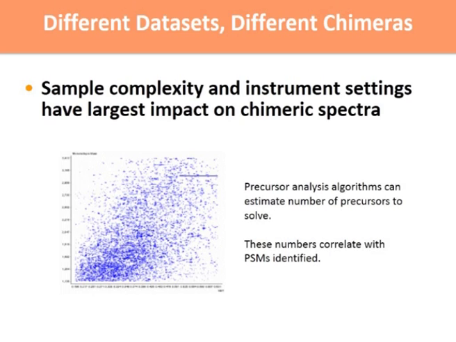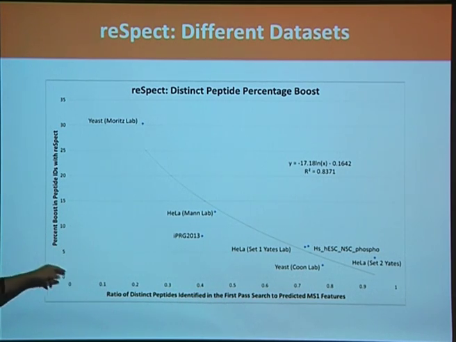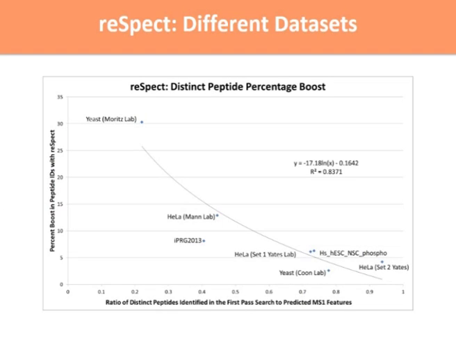And the biggest factors in this are the sample complexity, as we talked about, and the instrument settings. Here we show a few of these, and we have plotted the ratio of distinct peptides identified on the first pass versus the percent boost after using Respect. And you see that for these unfractionated samples, where we have very few peptides identified the first time, we get a huge boost by using Respect.